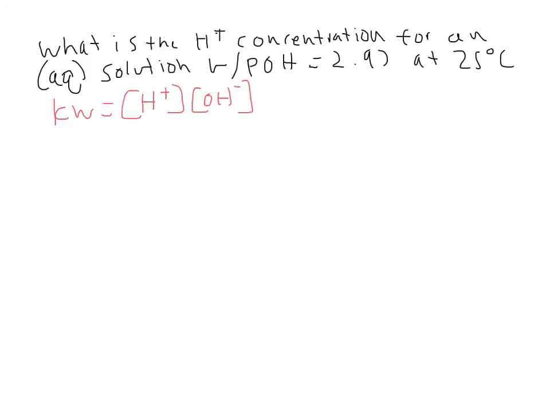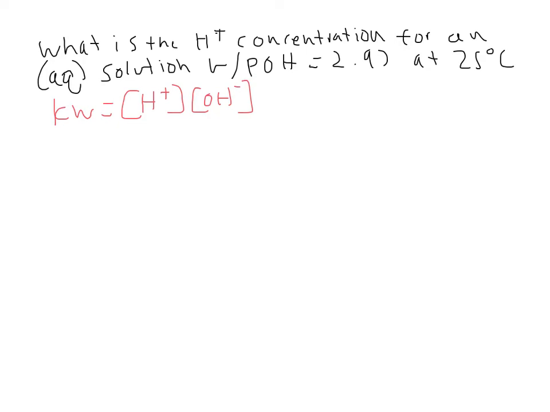So what is the H plus concentration for an aqueous solution with a pOH that equals 2.97 at 25 degrees Celsius? Now before we get started, there are two ways to solve this problem. I'll go over both ways. I'm going to go over the first way, which is the more professional or old school way, first.